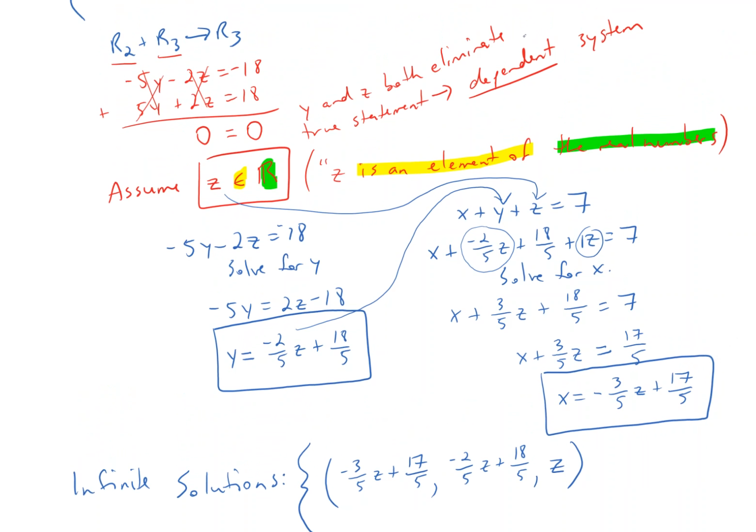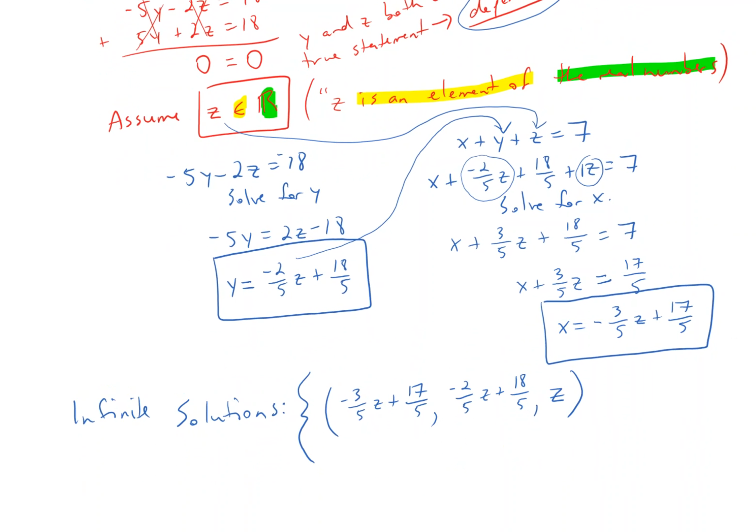All three coordinates of this ordered triple depend on z. Again, that's why it's called a dependent system. And what do we know about z? It's every ordered triple that looks like this, where z is a real number.